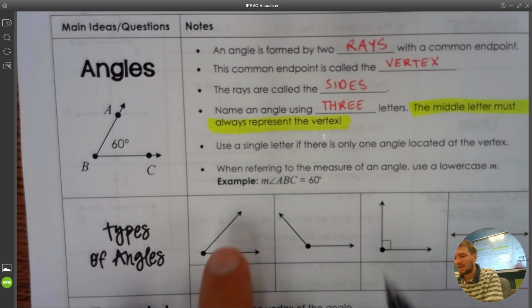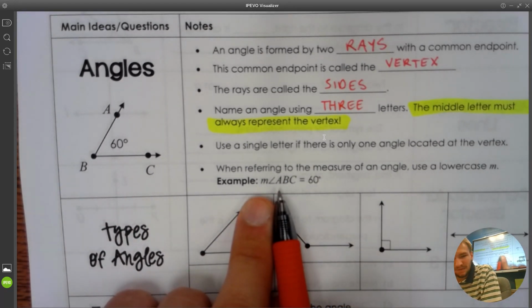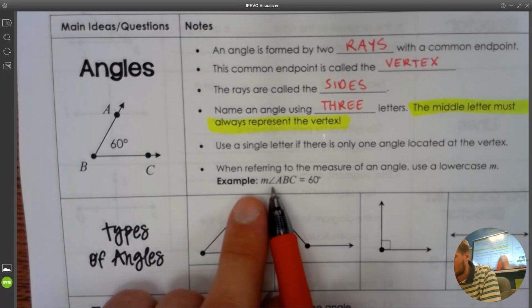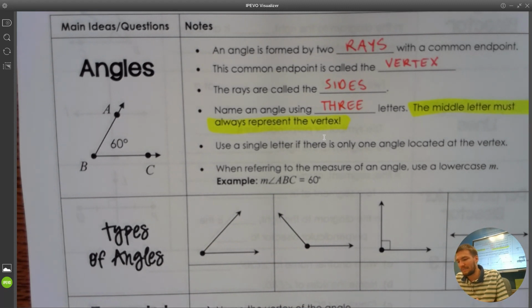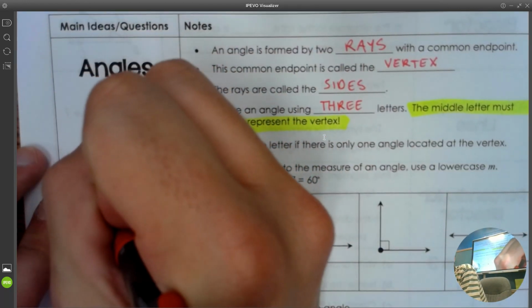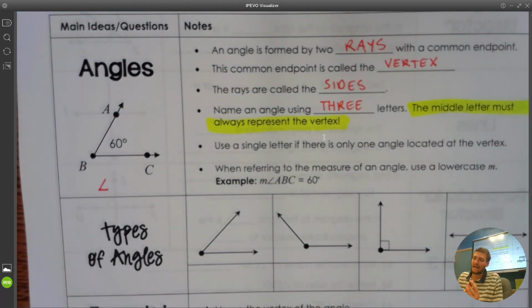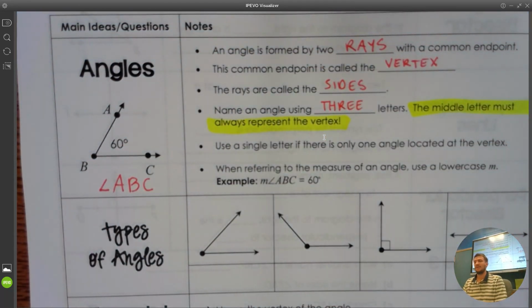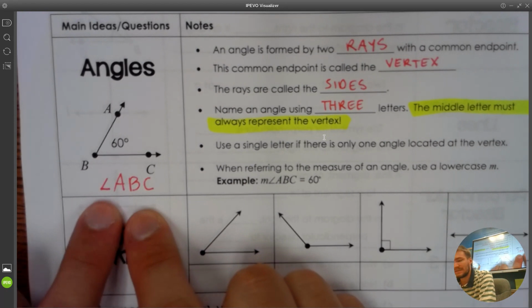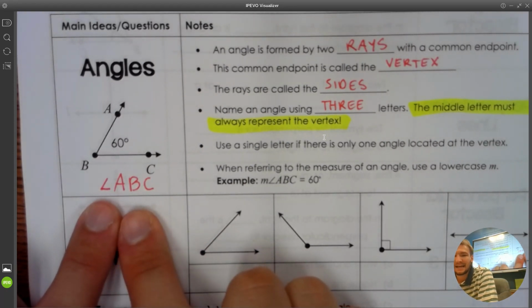We get down at the bottom a little bit of a clue for how naming angles work. You don't need to write the word angle ABC. You can just use that symbol, which almost looks like an L. It's not a straight up and down L. It's a shape very similar to the shape of ABC. And then we write capital A, capital B, capital C. And that tells us we're talking about angle ABC.